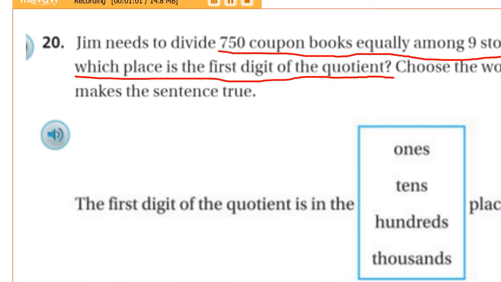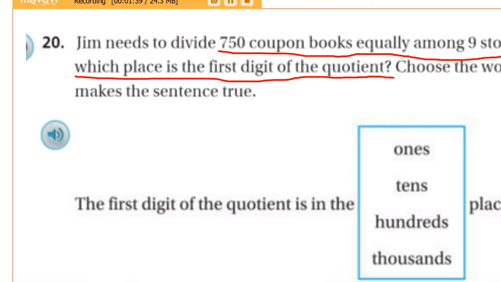And I'm going to ask myself, does 9 go into 7? No, 9 is bigger than 7. But 9 will go into 75. So since 9 goes into 75, the first number of my answer is going to go right here, which would be in which place, if we're breaking it up by place value. Okay. So then you just circle which one it is. If this is in the ones place, you circle ones. If this is the tens place, you circle tens. If this is the hundreds place, circle hundreds. If this is the thousands place, you circle thousands.